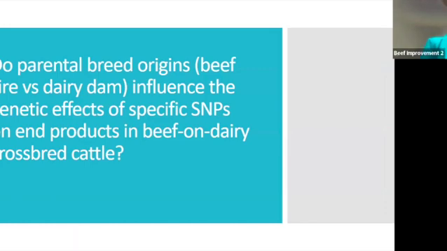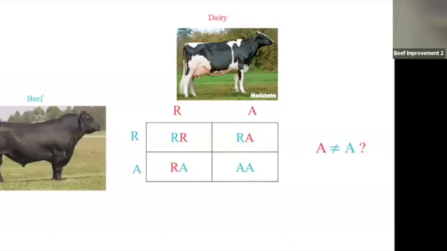But my question for this data set was, do parental beef origin, so the beef sire versus the beef or dairy dam, influence genetic effects on specific SNPs on end products in beef on dairy crossbreds? It's not quite like our Brangus study because I do only have one direction of F1s, which we'll talk about here in a second. But that was my question. Do beef origin alleles behave differently than dairy origin alleles?